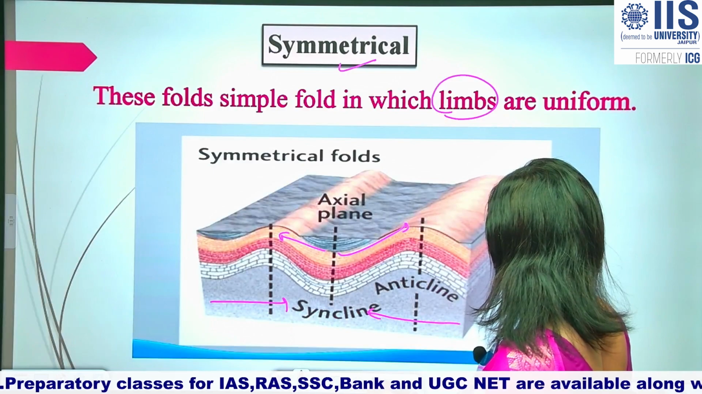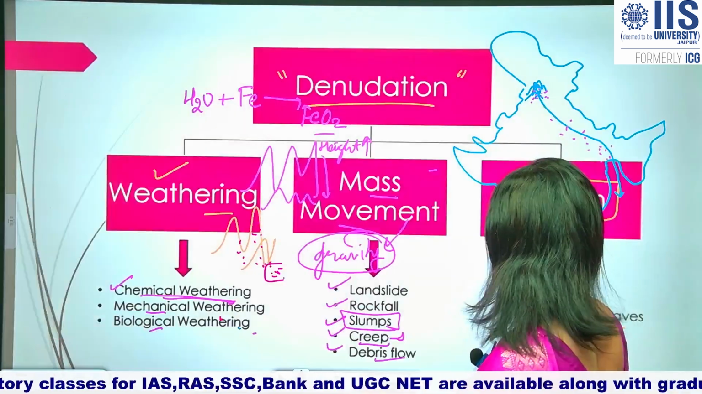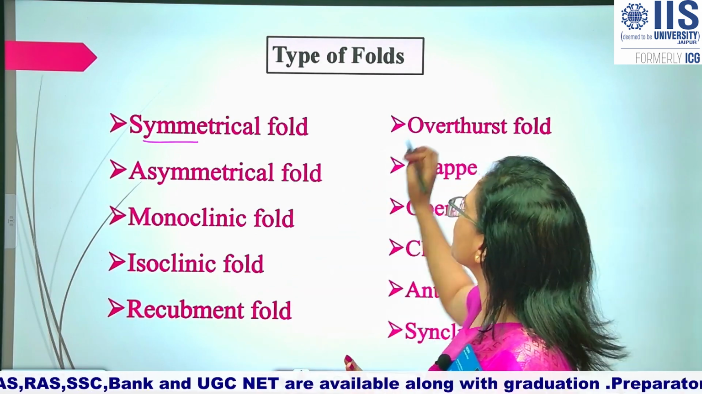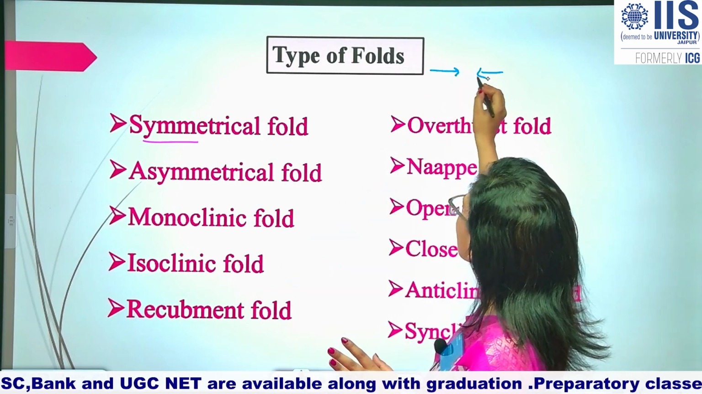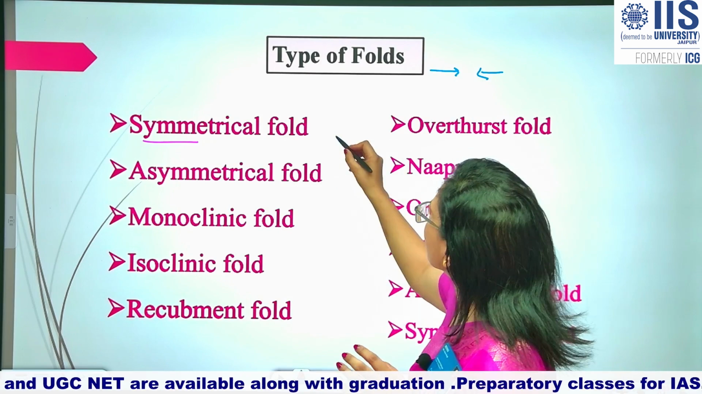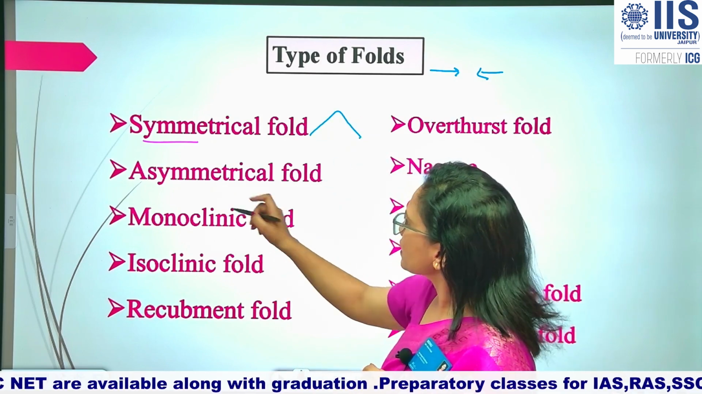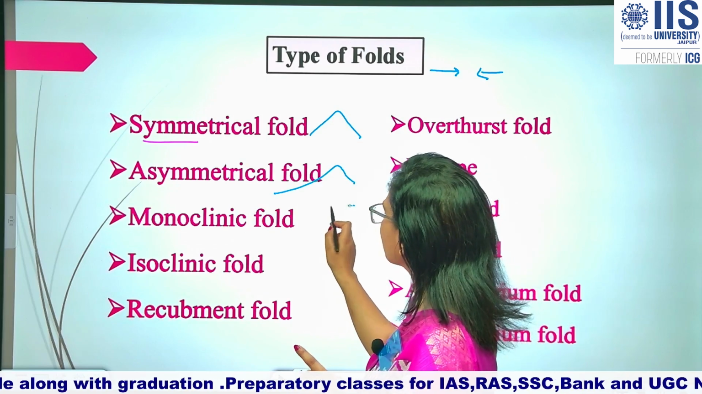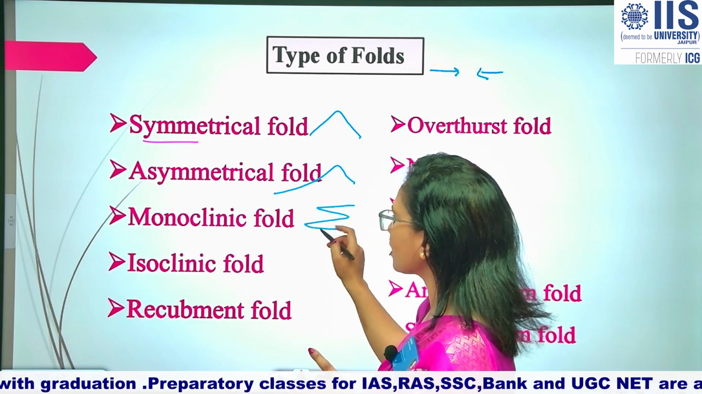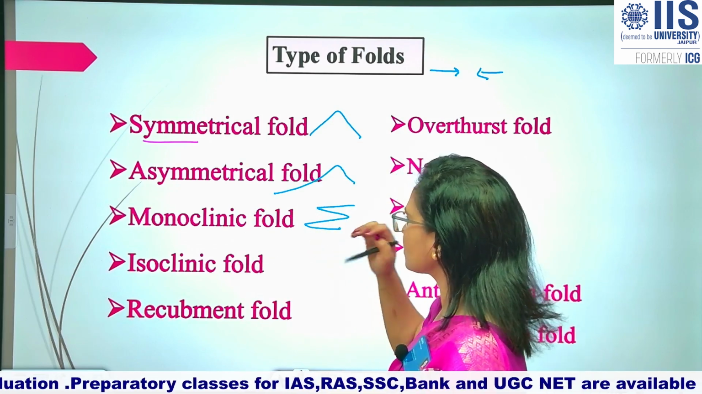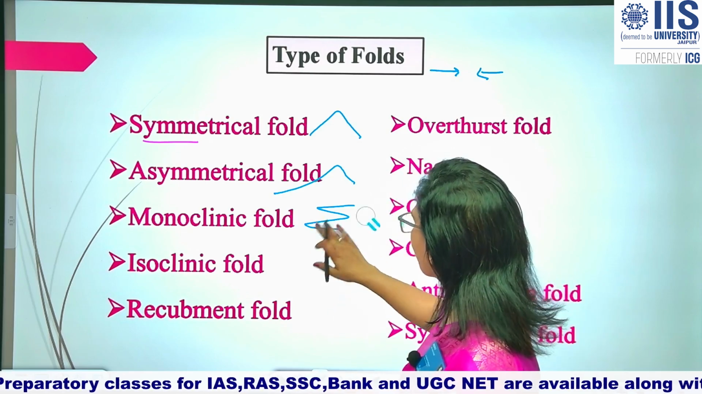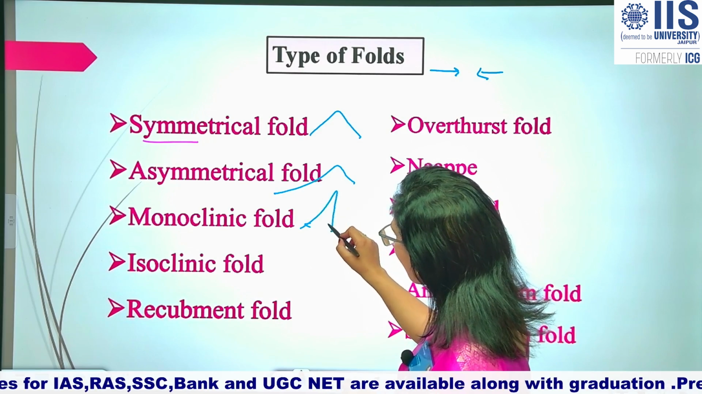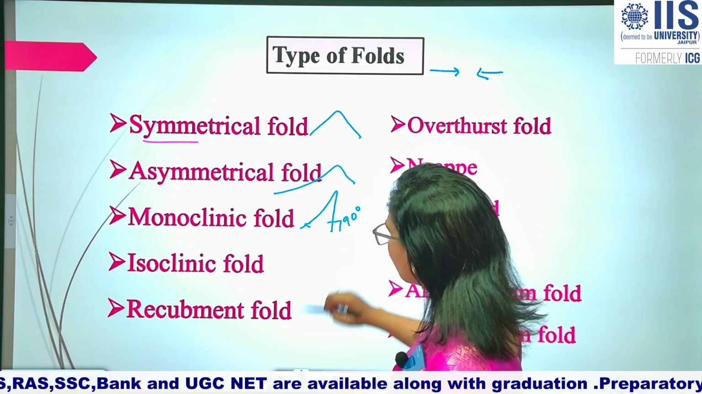We have discussed the types of folds, which are formed because of the horizontal compressive force. Symmetrical, both limbs are equal. Asymmetrical, it means that both limbs are not equal. Monoclinal, that means they are parallel to each other but not horizontally. Monoclinal, that means they are like this. They are making an angle of 90 degrees.